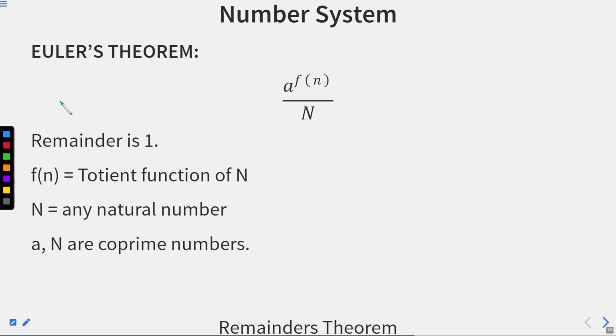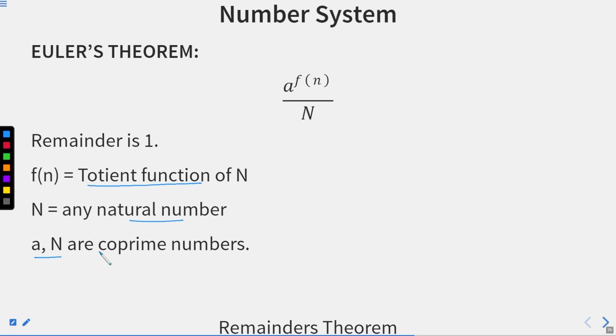So let's move ahead. Let's see Euler's theorem. So we have a to the power phi(n) upon capital N, and in this case the remainder is 1. So what is a, what is phi(n), what is capital N? Let us see. Phi(n) is nothing but the totient function. So what is the totient function? Wait, we will see each and everything in detail. So N is a natural number, and a and N are co-prime numbers.